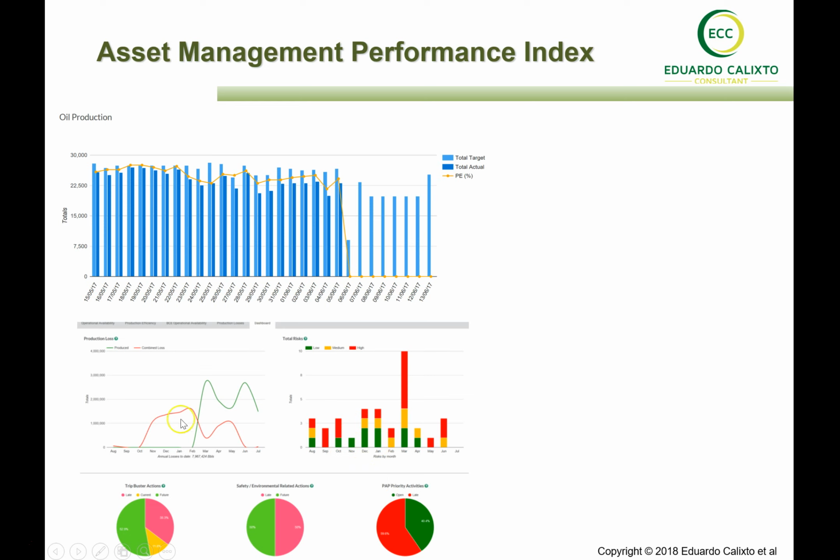The most important point here is that we also have different graphs. That's the trip buster or safety and environmental related actions that need to be mitigated, and how many are delayed, how many are for the future. So that's an important tool for the manager, so that he can click on here and see which ones are related to his team and manage his team's activity in order to minimize such delay in terms of action.